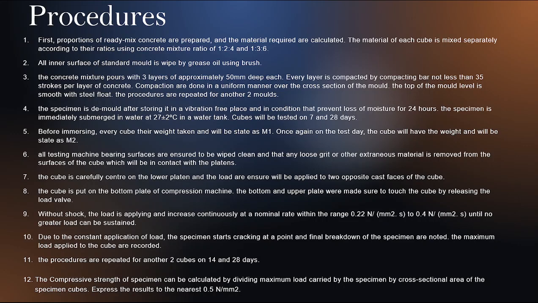The compressive strength of the specimen can be calculated by dividing the maximum load carried by the specimen by the cross-section area of the specimen cube. Express the result to the nearest 0.5 Newton per millimeter squared.